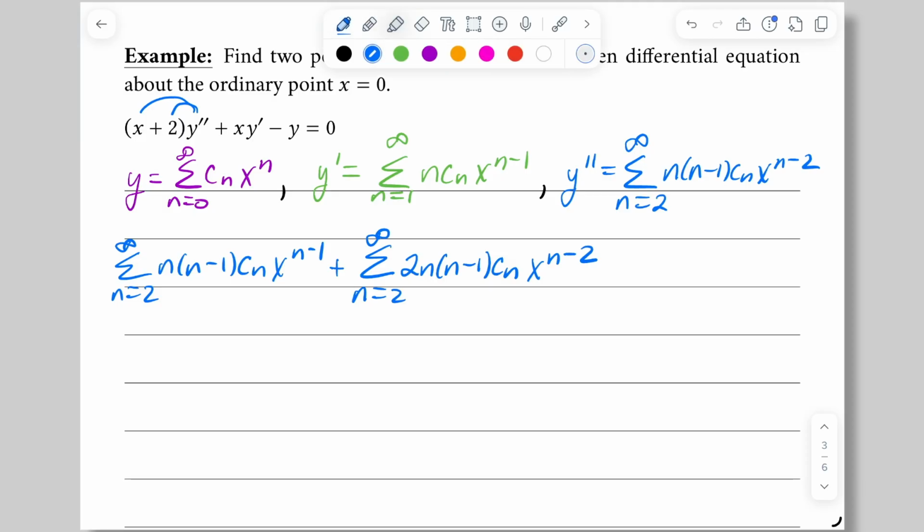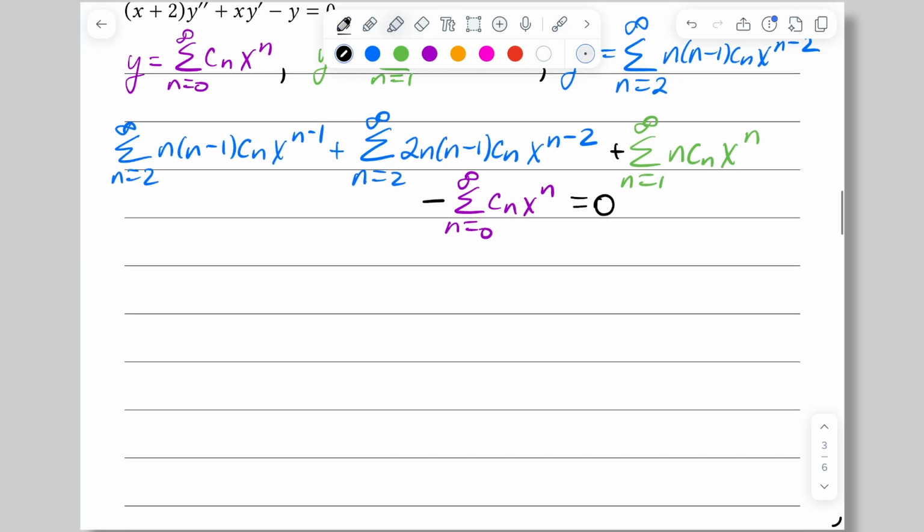So the y double prime gets distributed, leaving us two terms. For xy prime, we have the sum as n goes from 1 to infinity of n c_n x to the n, because again, x to the n minus 1 times x is going to give us x to the n. Minus y, there's nothing interesting happening here. It's just minus the sum as n goes from 0 to infinity of c sub n x to the n, and then the whole thing equals 0.